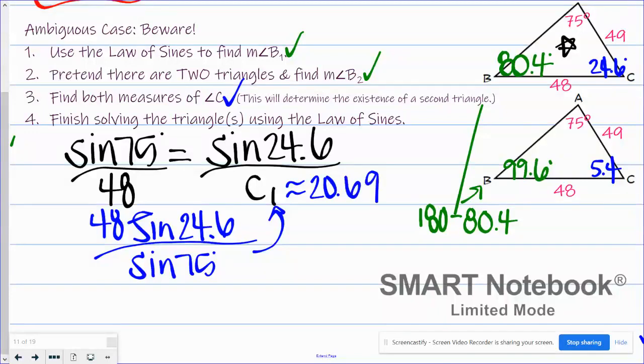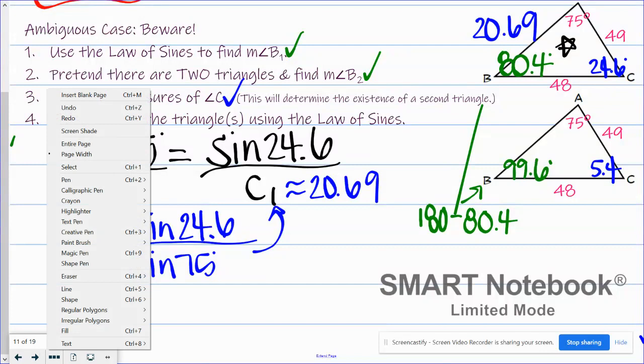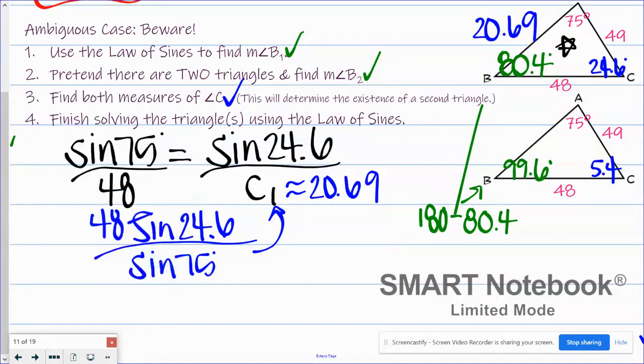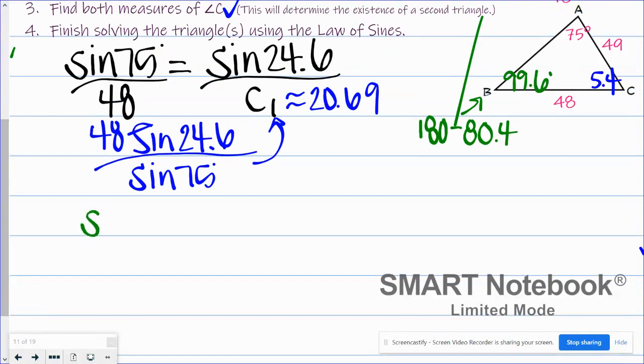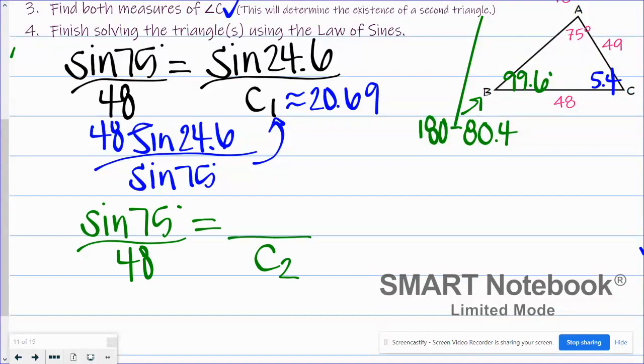That'd be the measure of side c in that first triangle. And then I want to repeat and do the same thing, but for the second triangle. Notice that I'm still going to work with that buddy system ratio of sine of 75 over 48, because that hasn't changed. But this time I want to find side c2, that's side c in the second triangle, and that's opposite the angle that measures 5.4 degrees. So sine of 5.4 degrees.